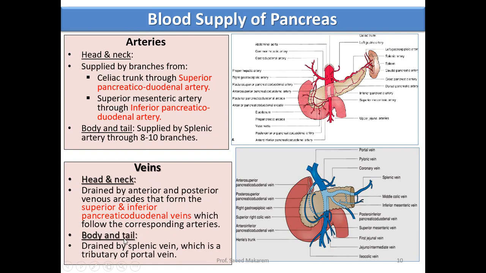Body and tail are drained by the splenic vein, as we have already seen. It lies in the posterior surface of the pancreas, embedded within the posterior surface. So this is the splenic vein, which drains most of the body and tail of the pancreas. It is a tributary of the portal vein. The splenic vein goes and joins with the superior mesenteric vein to form the portal vein.